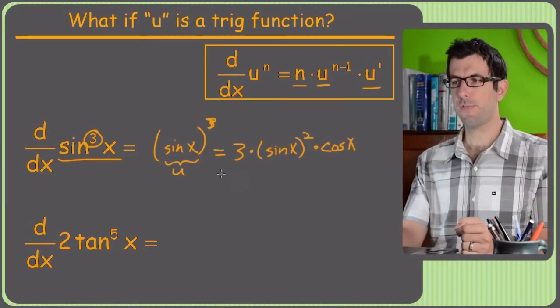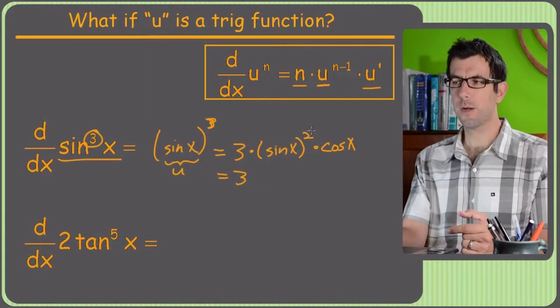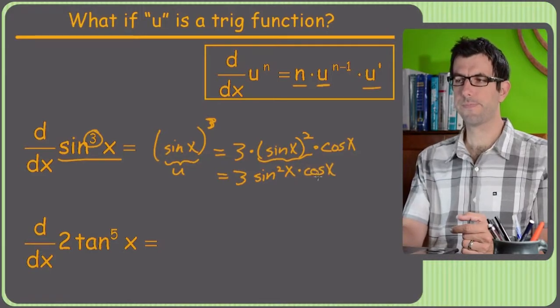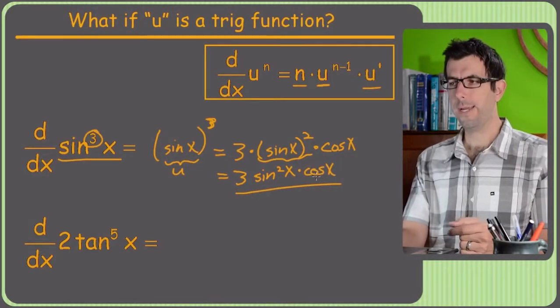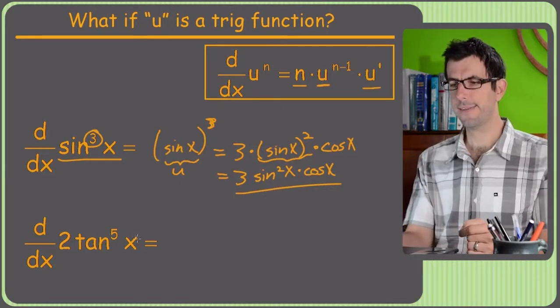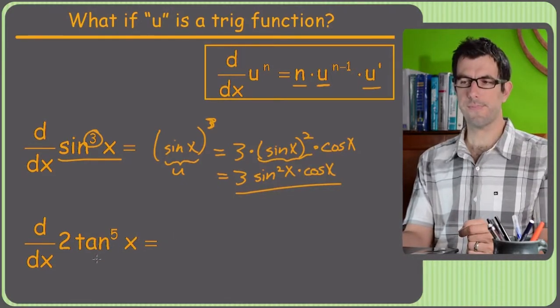Pretty good. So now just finally I'll rewrite this in a slightly better looking way. Because you know sine x quantity squared, this whole term, that's usually written as sine squared x times cosine x. Alright, not too shabby. Well, let's take a look at the next one.